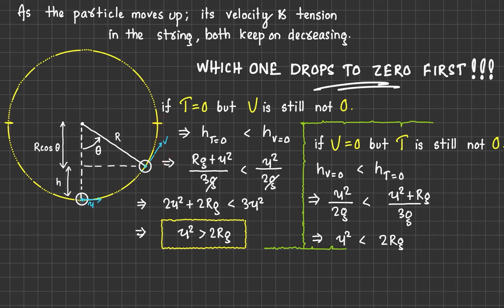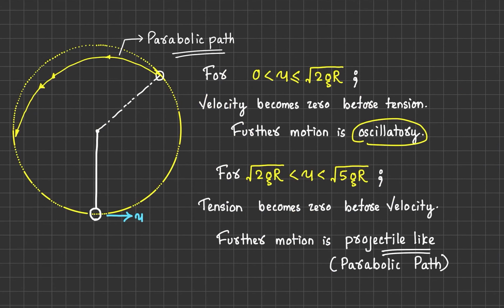These are the two cases that we got. And in this region, the tension will become 0 before velocity. If the velocity is not sufficiently high, it is just above root 2rg, but not as high as root over of 5rg, then the tension will be 0 before velocity becomes 0. Then let's see what happens next. Then see here, we have now two cases.